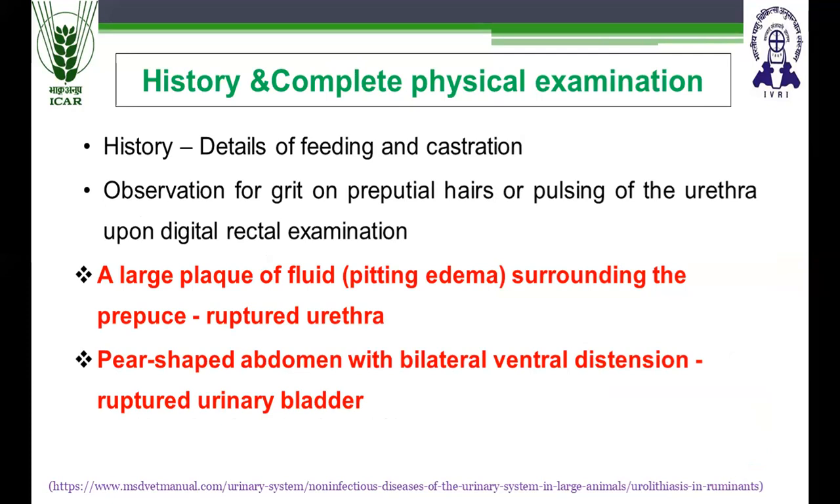So in history, we have to get details of feeding, castration, etc. And as I have shown in that video, we can see grits on the preputial hairs or pulsing of the urethra upon digital rectal examination. And in most cases, if the urethra is ruptured, as I have shown in the previous picture, a large pocket of fluid will be seen surrounding the prepuce. If there is cellulitis or toxemia, the color will be changed. And in case of ruptured urinary bladder, the animal will have a pear-shaped abdomen with bilateral ventral distension.